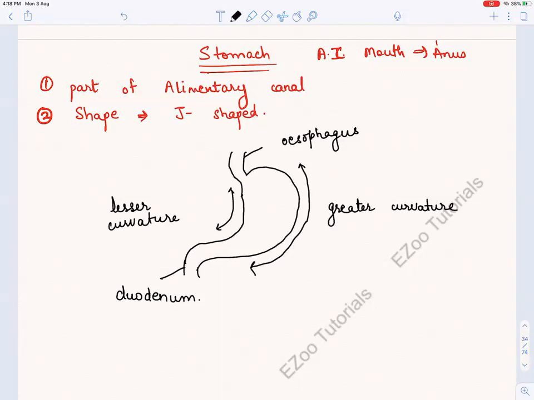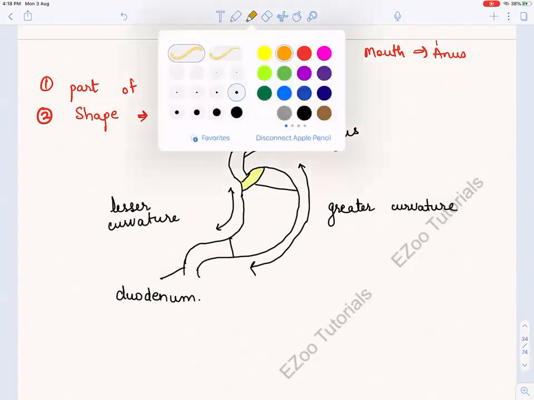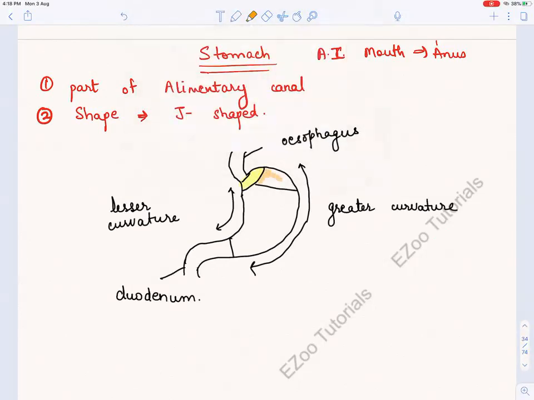Now I will divide this stomach into 4 parts. What are these parts that I am drawing? So this is one part. Second part.